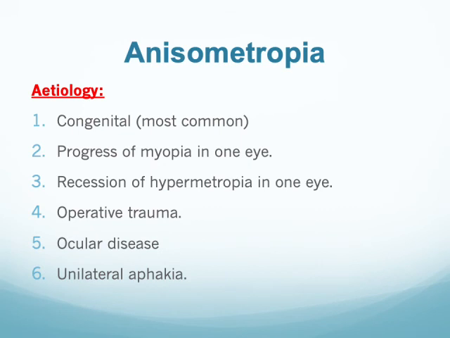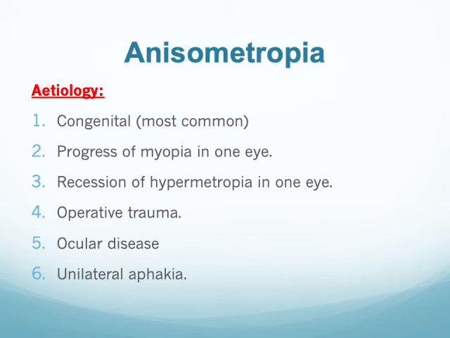What is the etiology of anisometropia? Anisometropia might be congenital, and this is the most common. We all know that when we are born, the eye is small and we are mostly hypermetropic, and then we come to emmetropia, and then we may progress to myopia after that. So the first cause is congenital, most common. Other causes: one eye is larger than the other eye, progress of myopia in one eye, or recession of hypermetropia in one eye, so one eye becomes hypermetropic and the other eye becomes more hypermetropic. Operative trauma, ocular disease, unilateral aphakia.